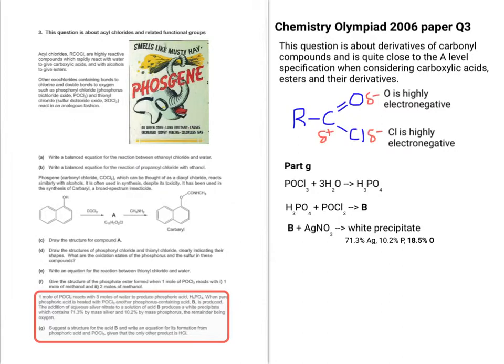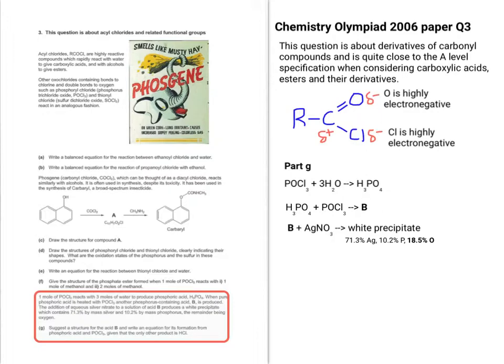And B reacts with silver nitrate to make a white precipitate, which contains 71.3% silver, 10.2% phosphorus, and 18.5% oxygen. So although it might be tempting to consider that the white precipitate could be silver chloride, the problem with that is that silver chloride doesn't contain any oxygen. So you've got to be careful not to fall into a trap here.